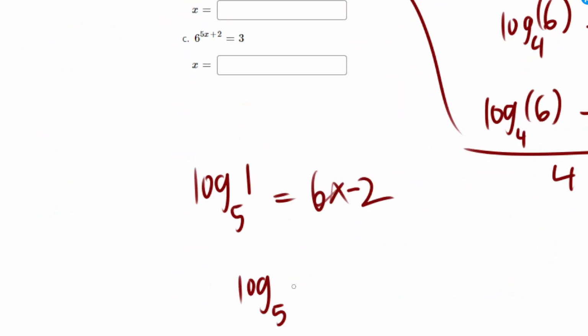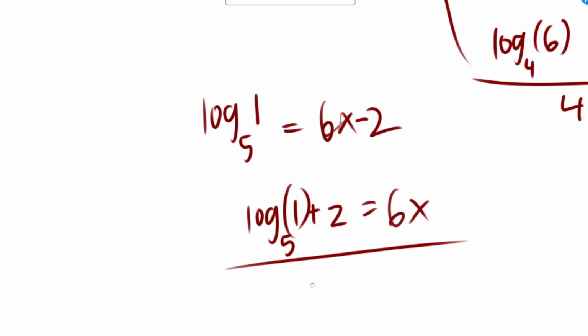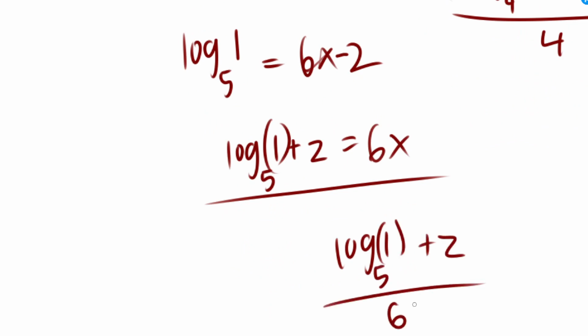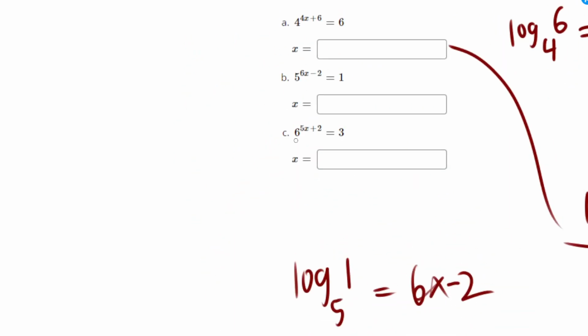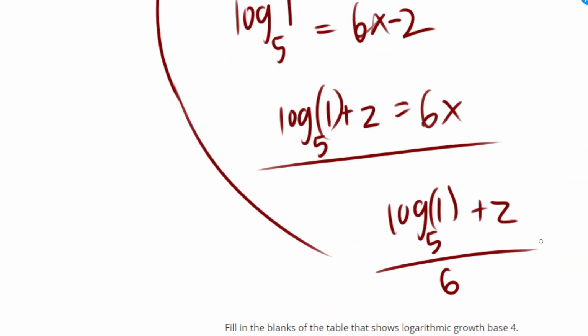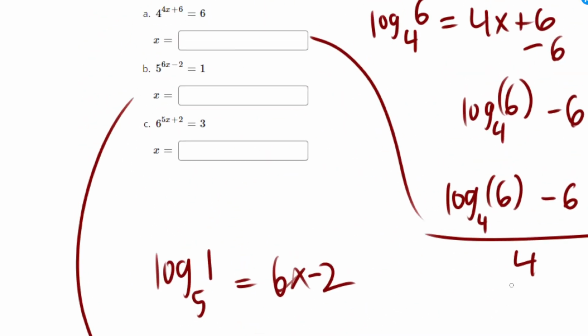Log base 5 to the 1 plus 2. We're basically solving it as though it were a normal equation at this point, because that's all it is, right? 6x, divide all sides by 6. So we have log base 5 to the 1 plus 2, divided by 6. That's your new answer up here. And it might want it to be plus 1/3, but I don't know if it is that picky.